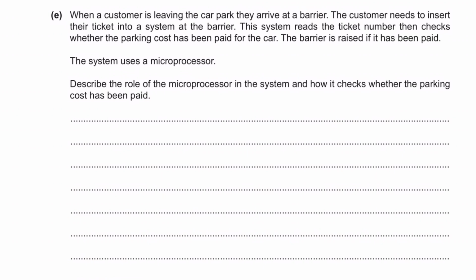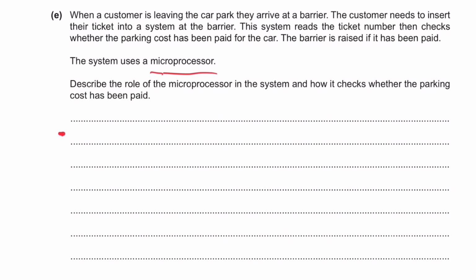When a customer is leaving the car park, they arrive at the barrier. The customer needs to insert their ticket into the system at the barrier. The system reads the ticket number, then checks whether the parking cost has been paid for the car. The barrier is raised if it has been paid. The system uses a microprocessor. Of course it does. Okay, an embedded system. Describe the role of the microprocessor in the system and how it checks whether the parking cost has been paid.